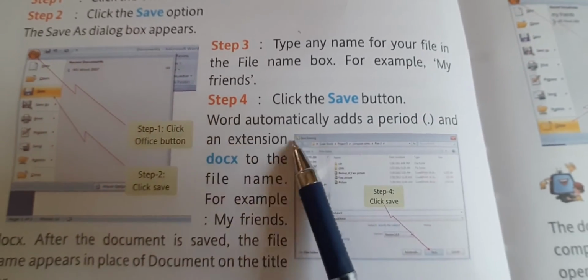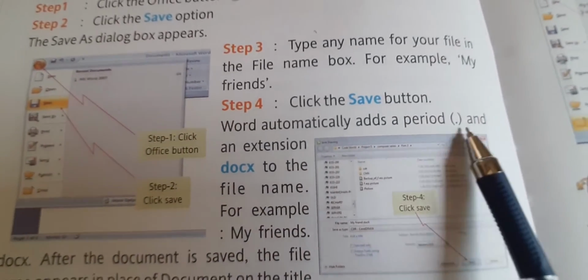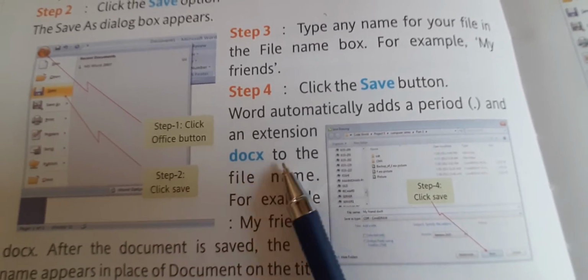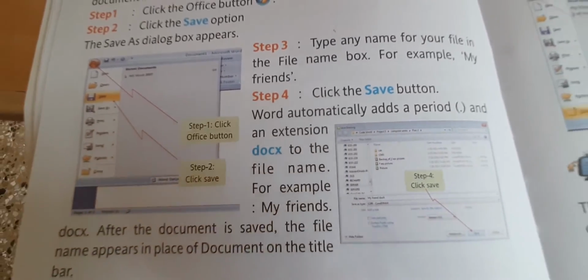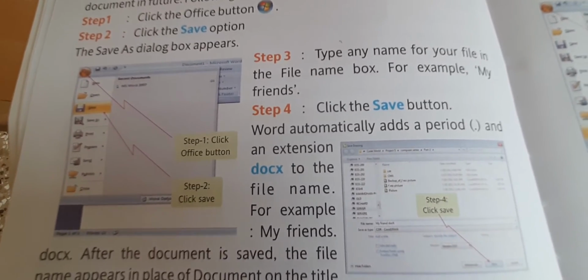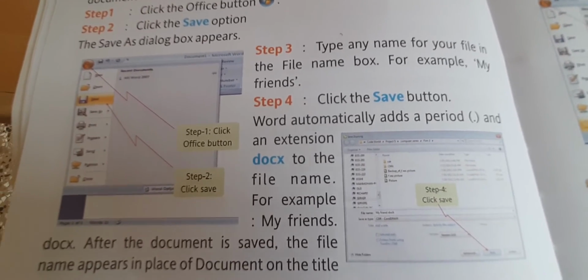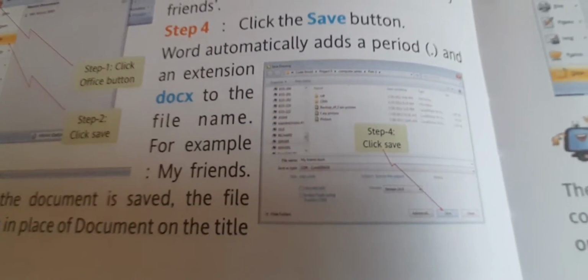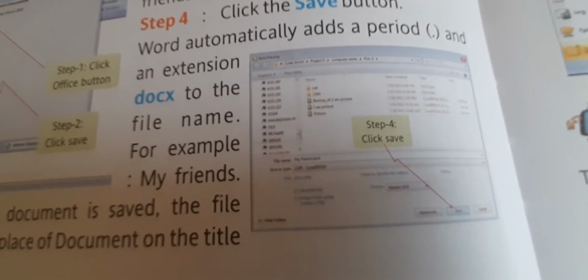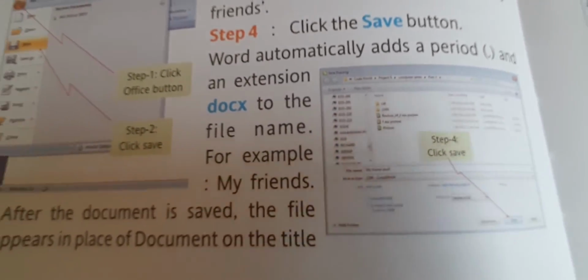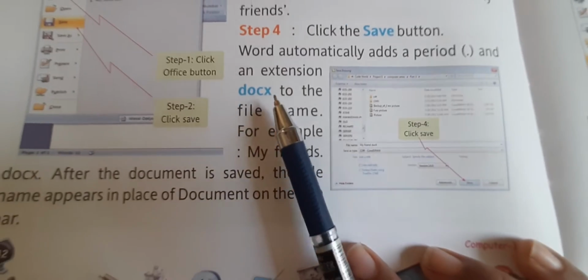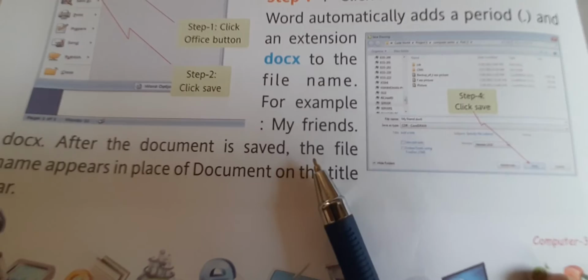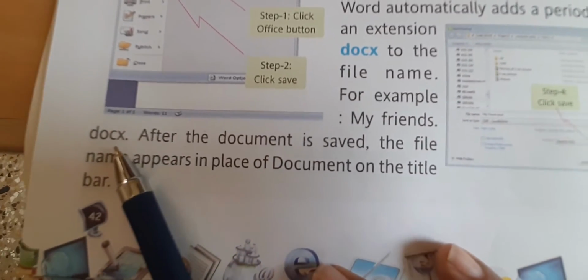Word automatically adds a period, dot, and an extension .docx to the file name. This extension is added so that we can easily differentiate between different files. We will learn how to work in different applications, and every time we add files in those applications, an extension will be added to those files. Okay children, so what is the extension here? .docx. Again this is an important point.